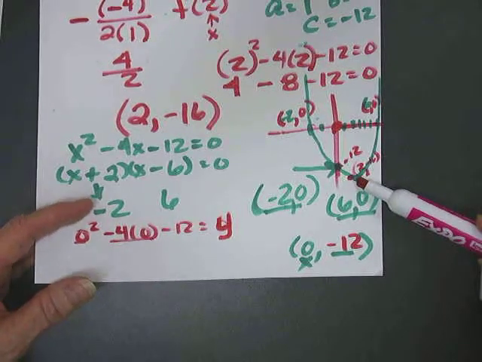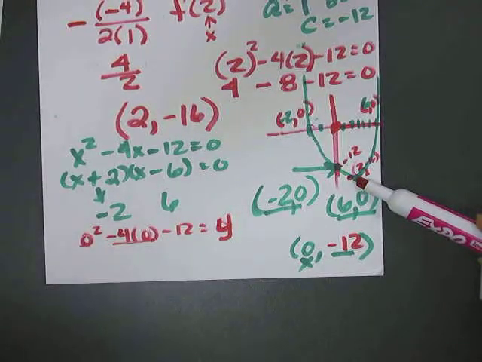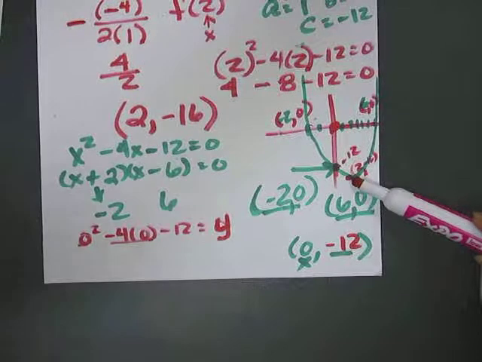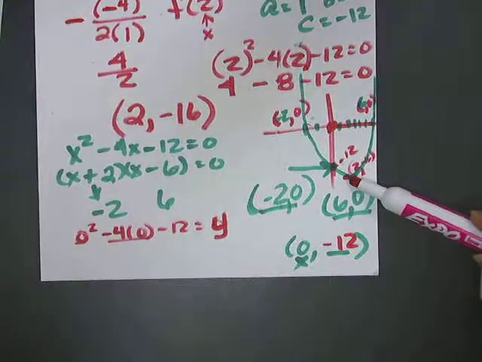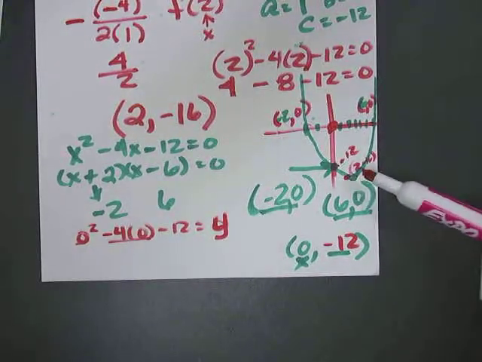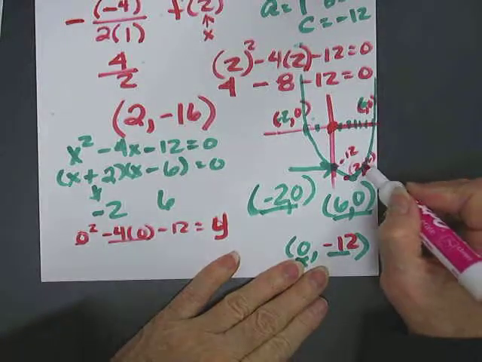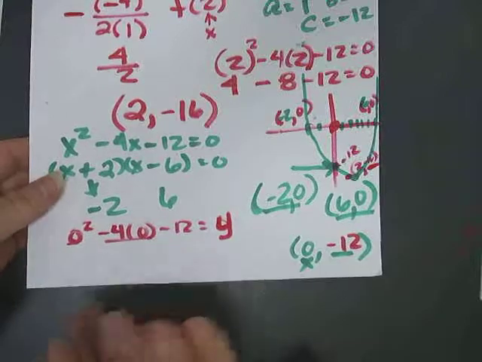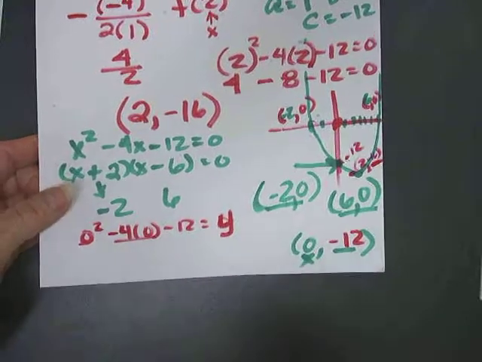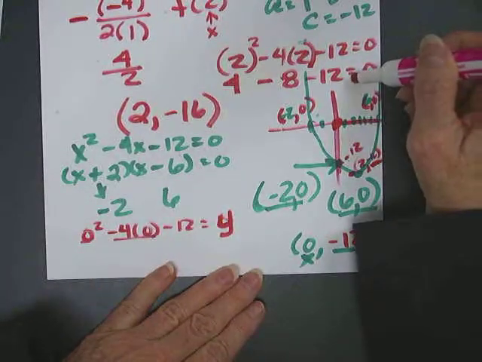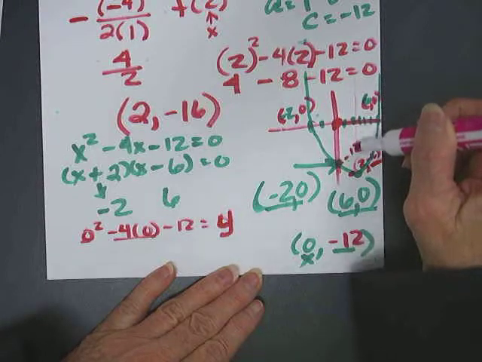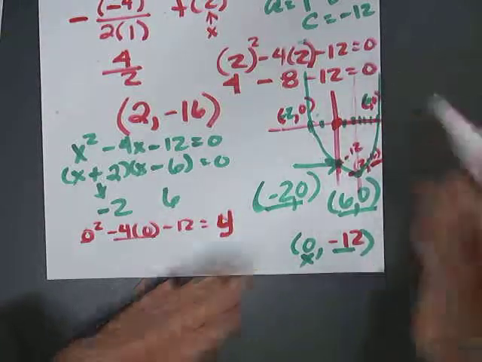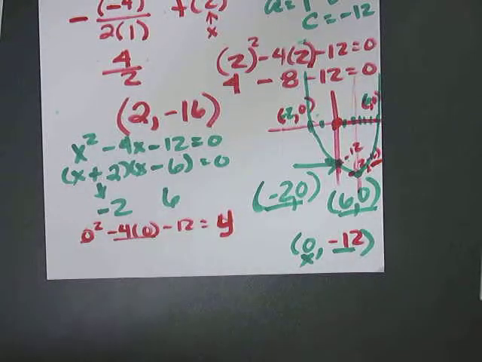Okay, so we have our vertex, we have our x-intercepts, we have our y-intercept. There's one more thing, well, two more. This is our minimum value. Negative 16 is our minimum value. It would be where the y is the minimum or where the y is the maximum. So this is the minimum value right there.